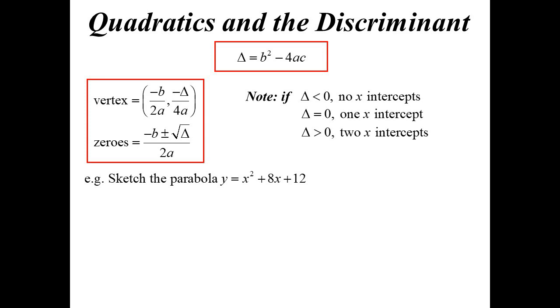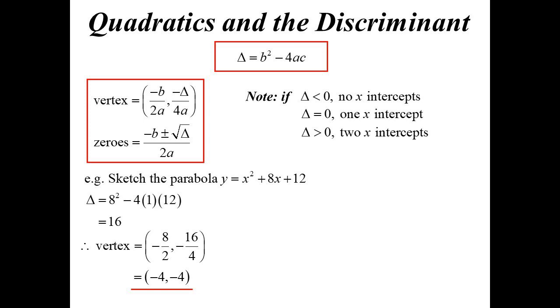Okay, back to that same example. So y equals x squared plus 8x plus 12. I'll work out the discriminant. It's 16 for this one, b squared minus 4ac. So the vertex will be minus b on 2a, so minus 8 on 2, minus the discriminant on 4a, so minus 16 on 4, which is minus 4. Minus 4.